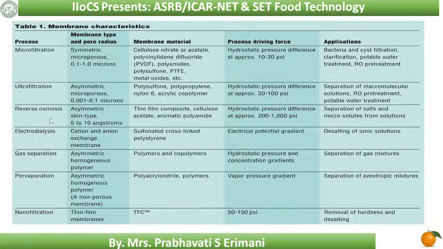Last is reverse osmosis, where an asymmetric skin type of membrane is used, with a size of 5 to 10 angstroms. The materials are thin film composite, cellulose acetate, and aromatic polyamide. The pressure is about 200 to 1000 psi hydrostatic pressure. Reverse osmosis is used for the separation of salts and microsolutes from the solution.